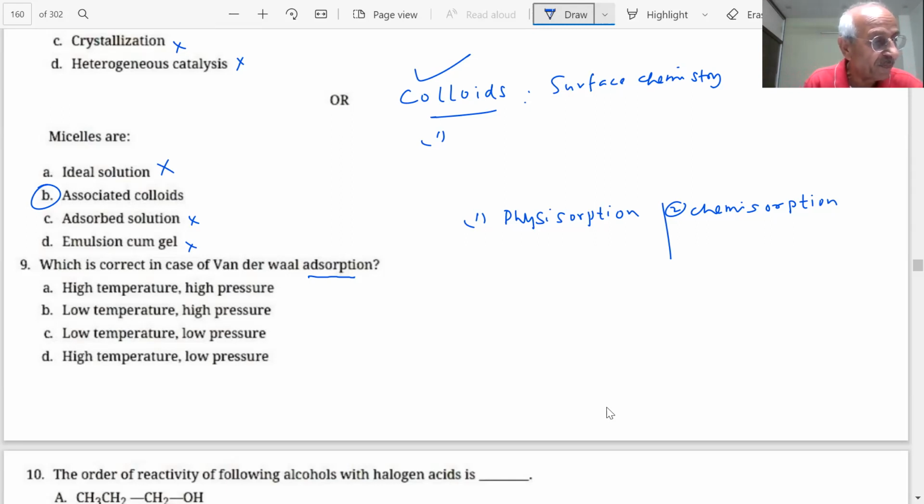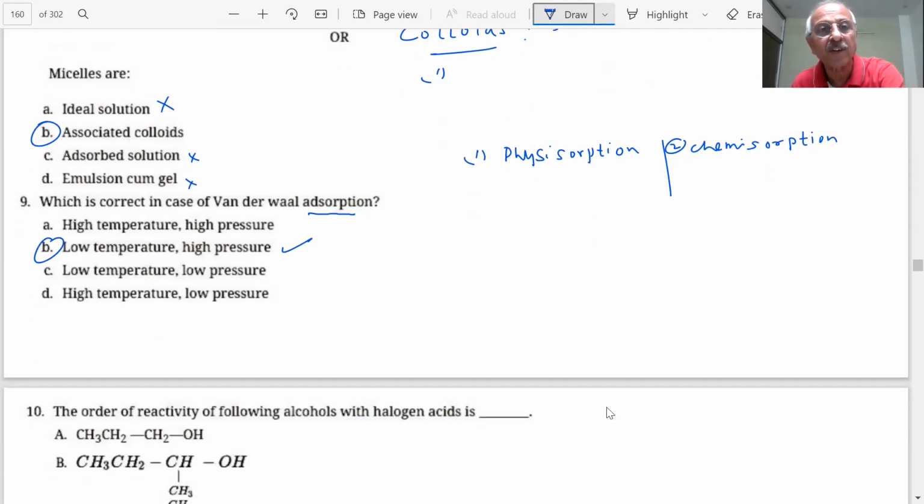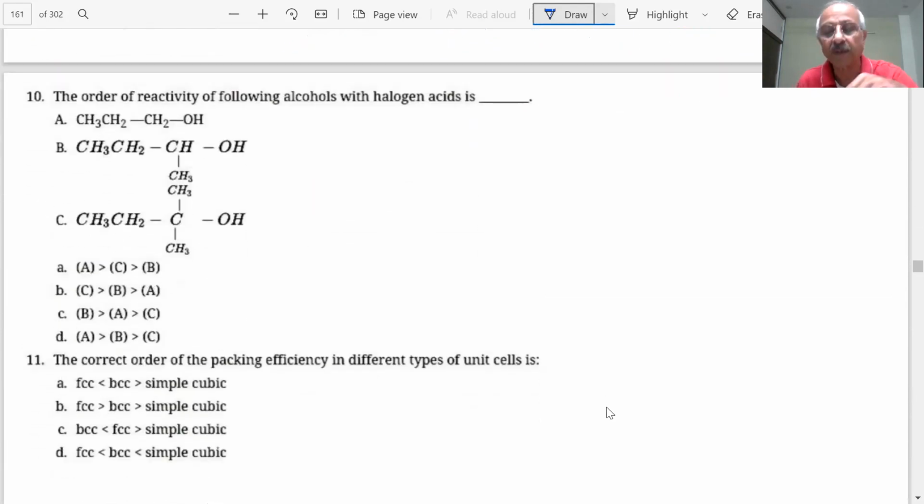So the result of this, what happens, students? What is the answer? High temperature, high pressure, no. At high temperature, physisorption does not take place. Low temperature, that is correct, and high pressure. This is the correct answer, students. Pressure is high, temperature is low. If low temperature and low pressure, then there will not be a sufficient amount of particles to form a multimolecular layer. High temperature, low pressure, no. So the correct answer is low temperature and high pressure for van der Waals adsorption.